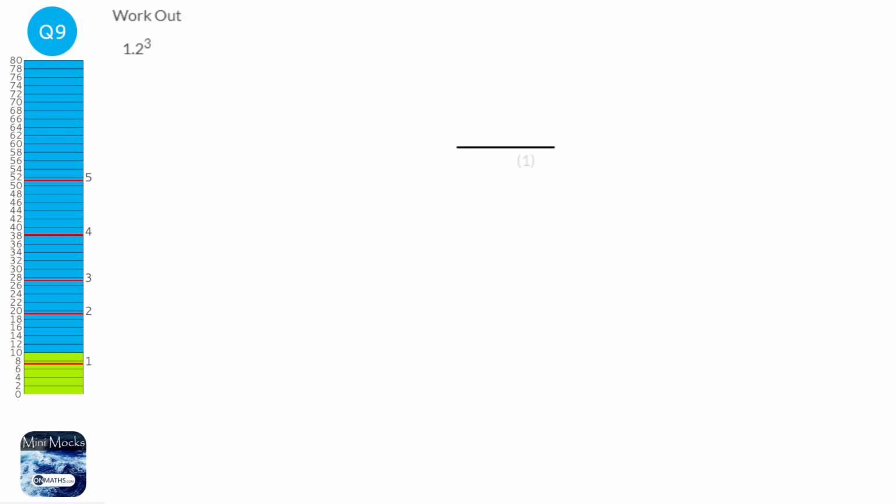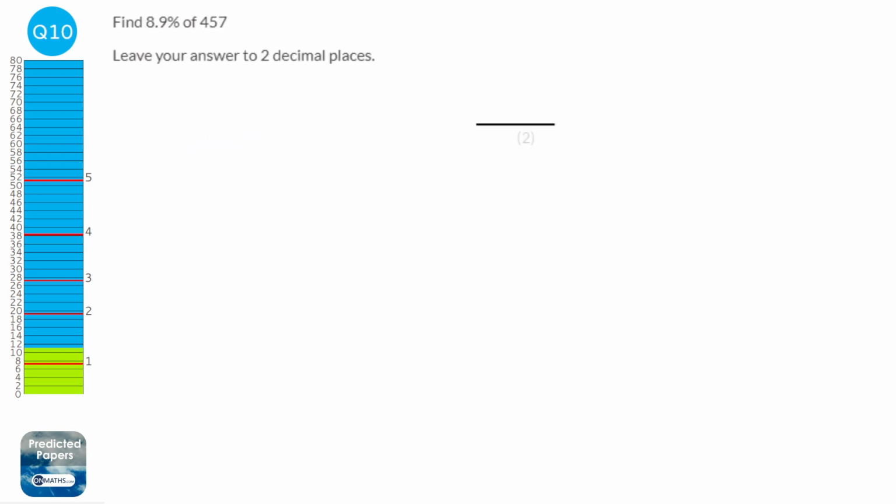So we can either use the calculator to work out what 1.2 cubed is, or we can do 1.2 times 1.2 times 1.2. Now if you want to use the calculator to go straight there, you type in 1.2, and then normally there's a button that looks like this, x with a little 3, and that will give you the answer. Or if you're not sure how to do that, you can times it by itself 3 times and you get the answer 1.728.